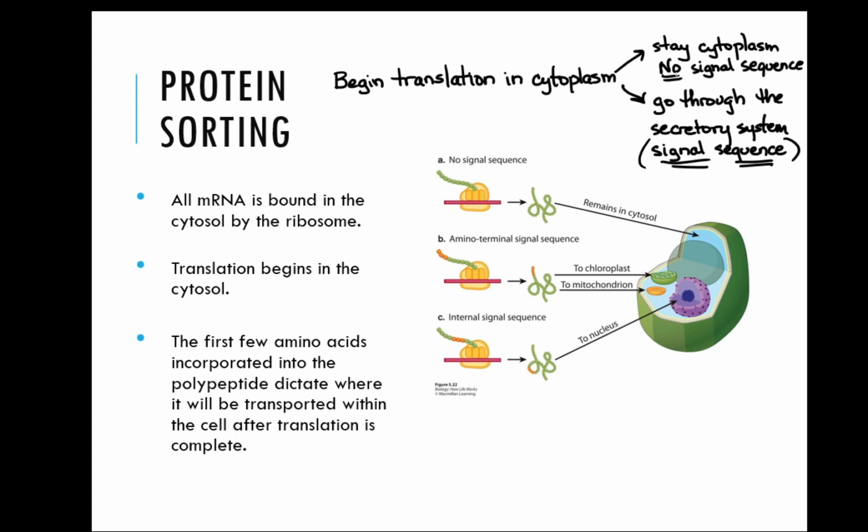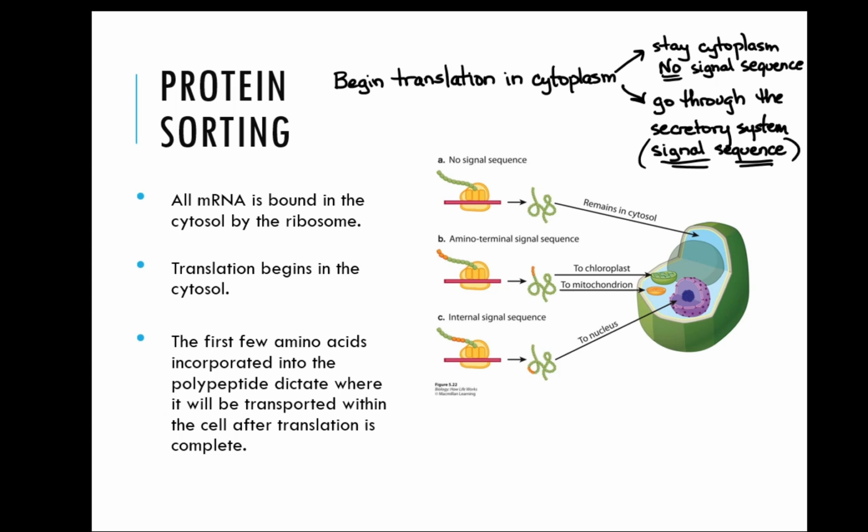Okay, so that's the first difference. If you don't have a signal sequence, the protein is going to fold in the cytoplasm into its three-dimensional shape. If it needs to be multi-subunit, it will join with other tertiary structures and form a quaternary three-dimensional shape, and then it will do its job.